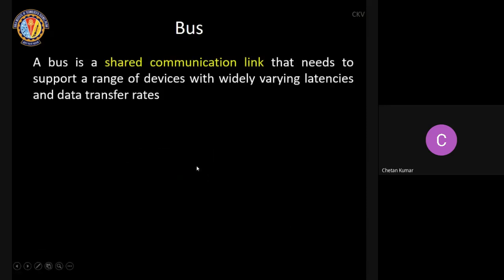Okay, so coming to the bus. What do you understand by a bus? You have already done the microprocessor course, and you have already understood some aspects of computer architecture. So what do you understand by a bus? It's an array of wires. Okay, that is just a very basic definition.